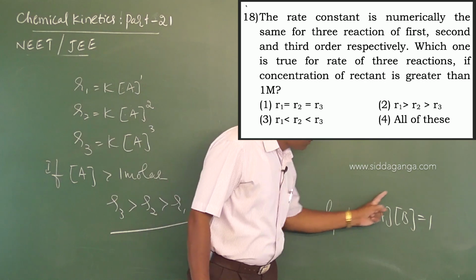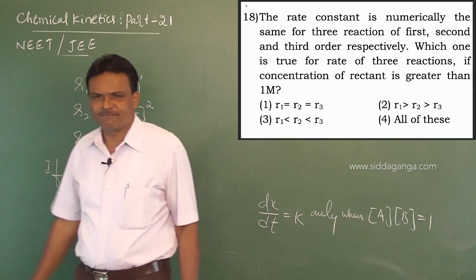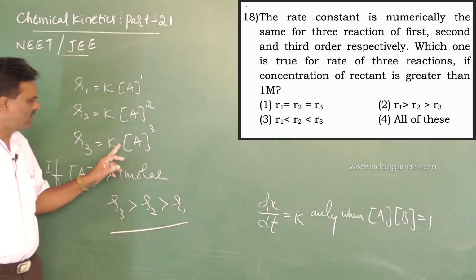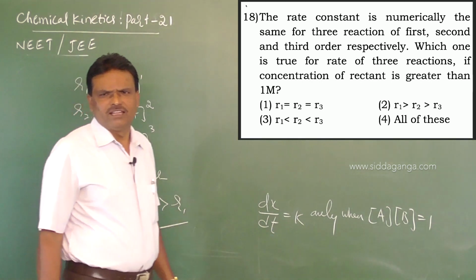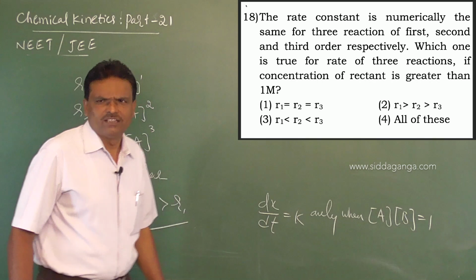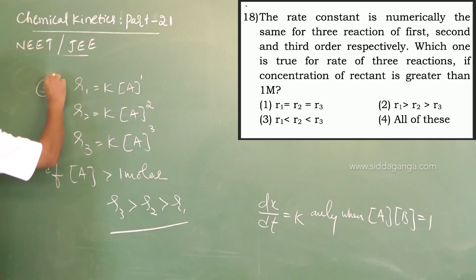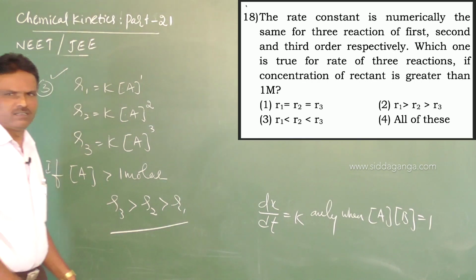But if the concentration of the reactants are greater than 1, then in such cases rates are different. So R3 is greater than R2, which is greater than R1. Is it clear? Hence your option is 3. Third option is the right option. So third option is the right option for question number 18. Is it clear?